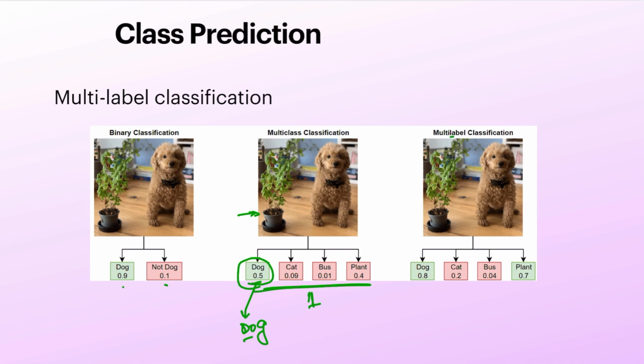Now in multi-label, if you check the example here, it is giving 0.8, and it is giving 0.7, a high confidence score for this also, plant, right? So these two are coming as predictions, dog and plant. But if you observe, the sum of all these confidence scores is not equal to 1. Is it equal to 1? No. 0.8 plus 0.7 is 1.5, right? It is not equal to 1.